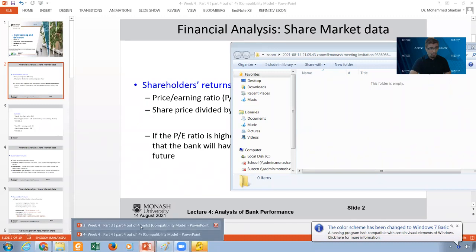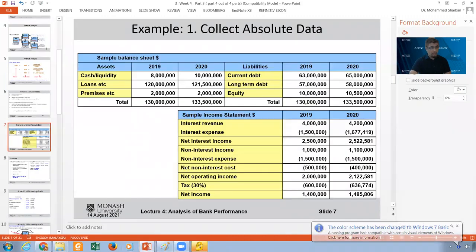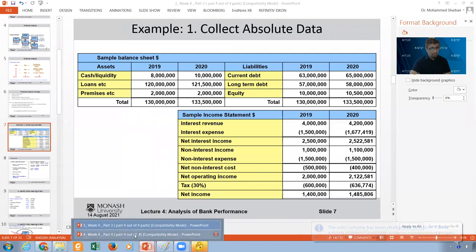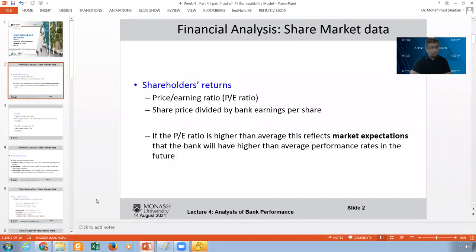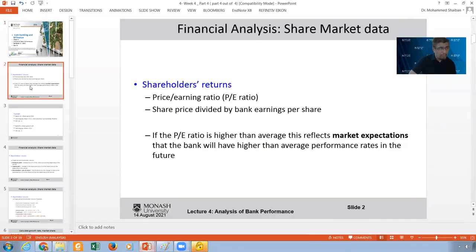So this is part 4, and we are talking here about the share market data, so we are talking about shareholders return. Now for the shareholder return, we start with the concept of the price earning ratio. Price earning ratio is one of the most important ratios to evaluate banks. When the price to earning is high, that means there is a potential, as I will explain in a minute.